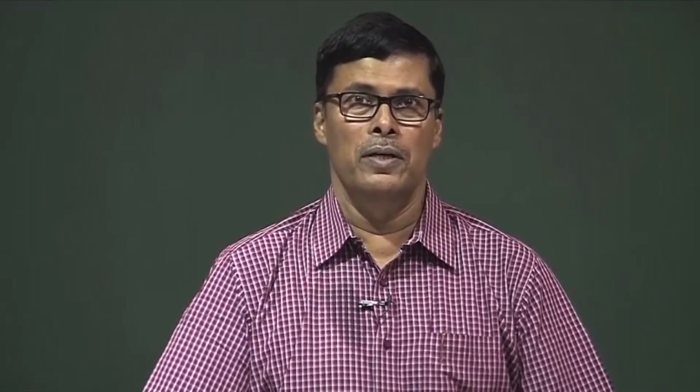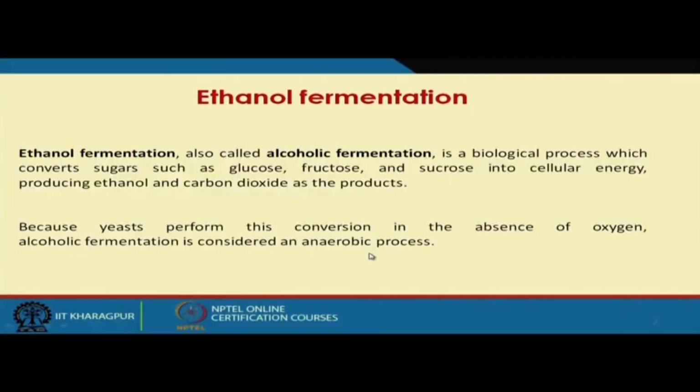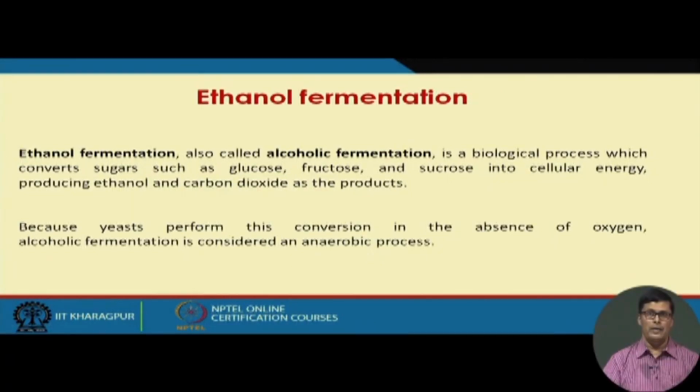Now yeast is largely used for this ethanol fermentation process, and yeast performs the conversion in the absence of oxygen. Ethanol fermentation is considered an anaerobic process. Yeast can grow in two ways. Under aerobic conditions, it produces cell mass, what we call Baker's yeast, which is largely used in the bread making industry, but under anaerobic conditions, sugar will be converted to ethanol.